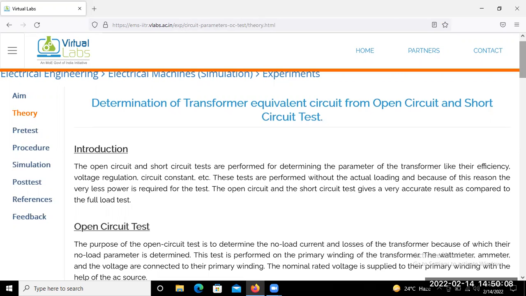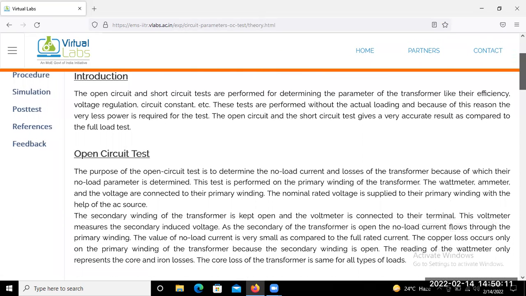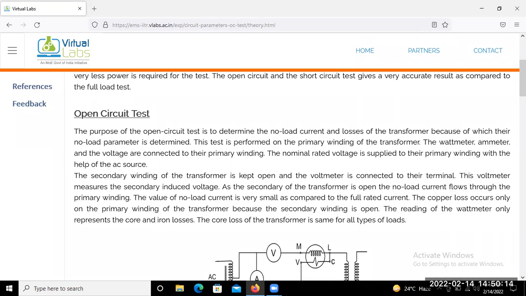So what is the open circuit test? The purpose of the open circuit test is to determine the no load current and losses of the transformer, because of which the no load parameters are determined. This test is performed on the primary winding of the transformer, that means towards the low voltage side. The wattmeter, ammeter, and voltmeter are connected to the low voltage side, so we can say low voltage side instead of primary winding.